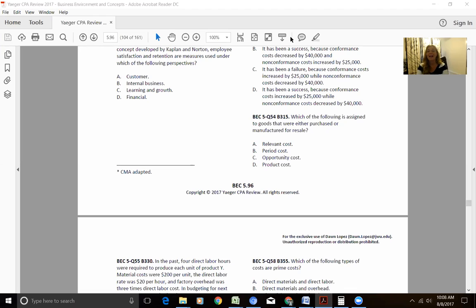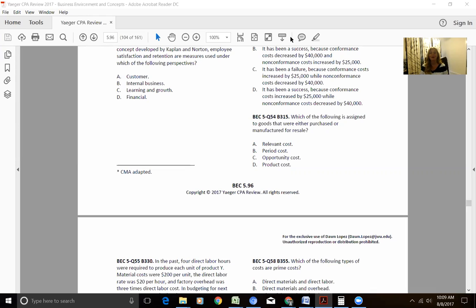Relevant cost actually does not apply here. A relevant cost is the cost that we actually consider when making particular management decisions about make or buy, or insourcing versus outsourcing. A period cost is a cost that is not associated with making a product, and it specifically tells us in this question that it's a cost that is assigned to goods that are manufactured, which means made for resale. That means it's a product cost.